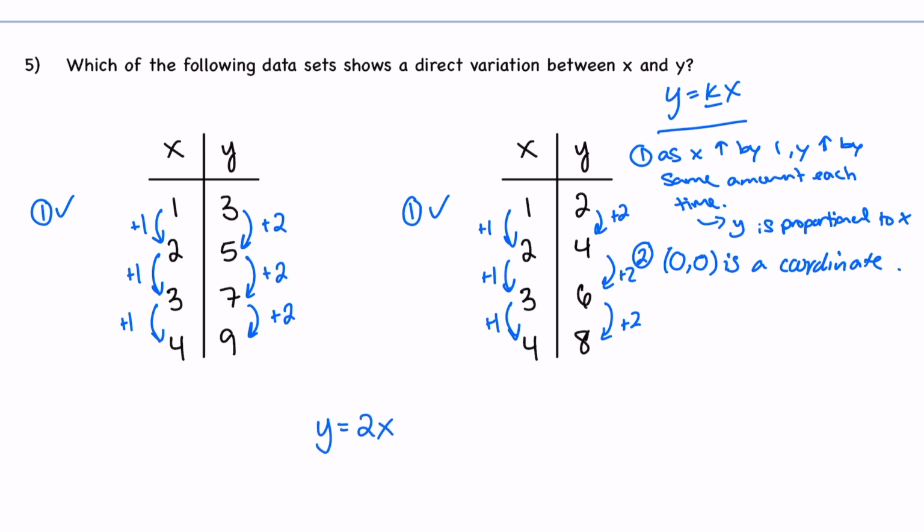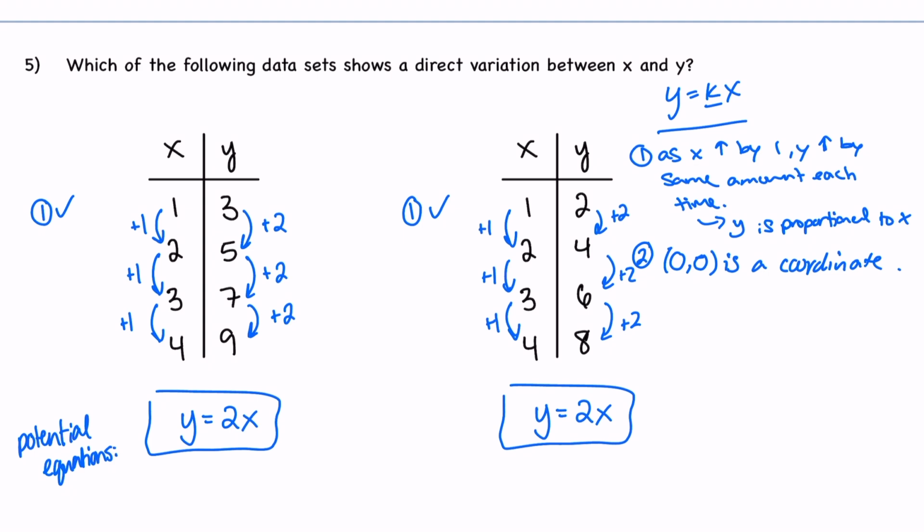So if our data set shows a direct variation, it would have to follow this equation. And since both of our data sets show this increasing by 2 trend, they would both have to follow this equation. So these are our potential equations for each of the data sets if they follow a direct variation. If our data sets follow these patterns, which we know is the pattern for an equation that has a direct variation, we know that it will already pass through the coordinate 0, 0. So we know that both of these already passed the second test.